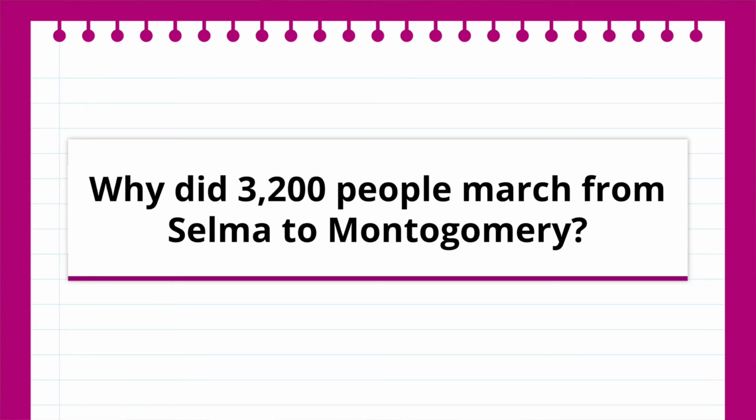Lesson 4 asks, why did 3,200 people march from Selma to Montgomery? Pupils will learn about the Civil Rights Act of 1964, which outlawed discrimination and segregation across the US. However, pupils will learn that in reality, people of colour still faced persecution and discrimination, including through tests designed to stop them from being able to vote.